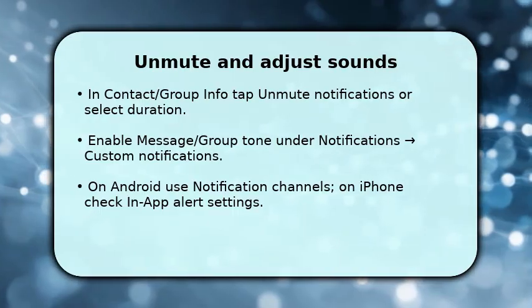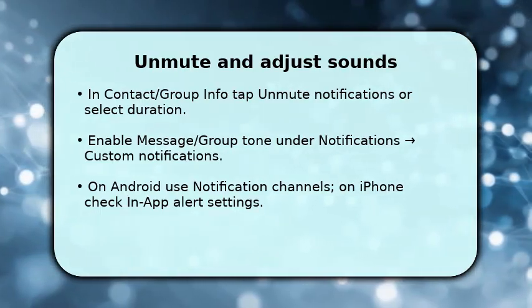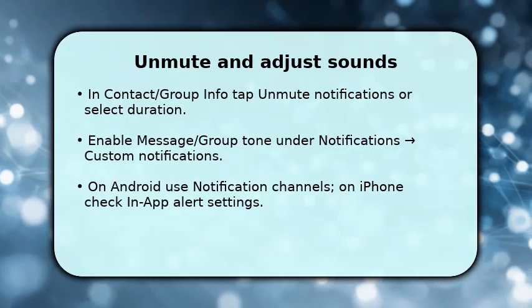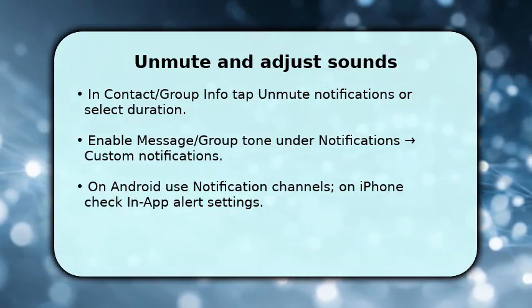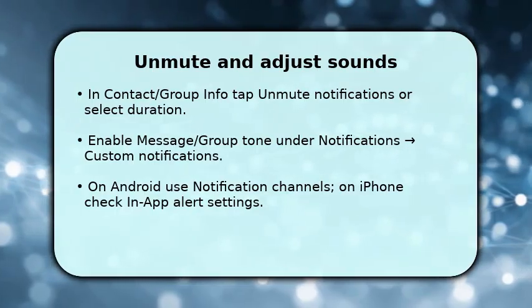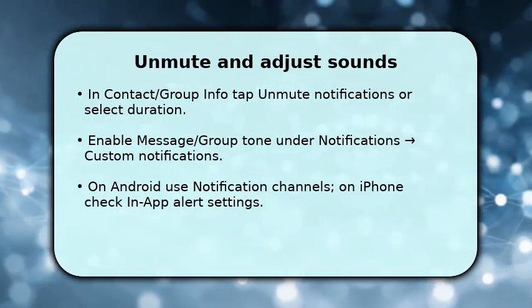On Android, make sure the specific notification channel for chats is enabled in System Settings. On iPhone, verify alerts are allowed in-app. These steps fix both the mute flag and the sound assignment, so alerts will actually play.